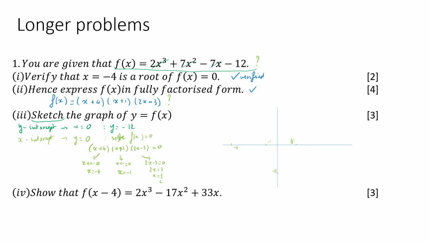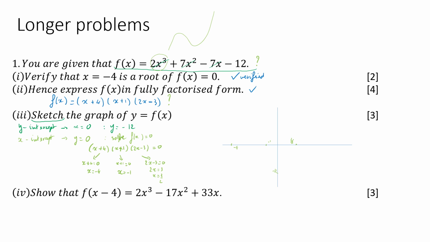And I now need to actually sketch the graph to show what the graph would look like. So I know it needs to cross at minus 4 and at minus 1 and at 3 halves. And here I probably need to cross at minus 12. I also know that because it's 2x cubed, it's a positive number of x cubed, the graph is going to look like something like that, because it's a positive number of x cubed.